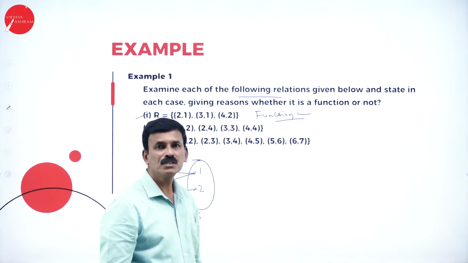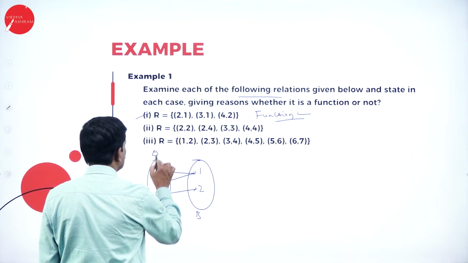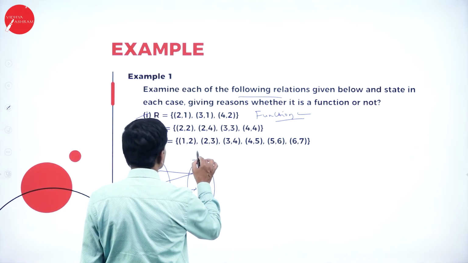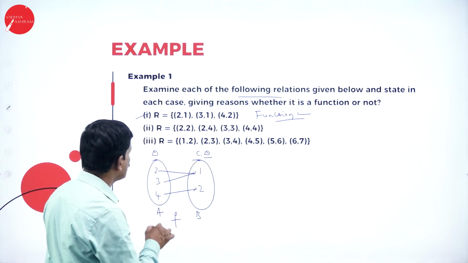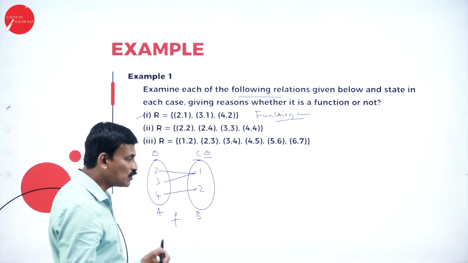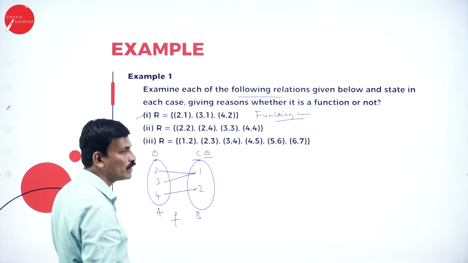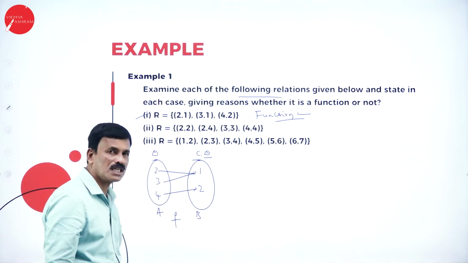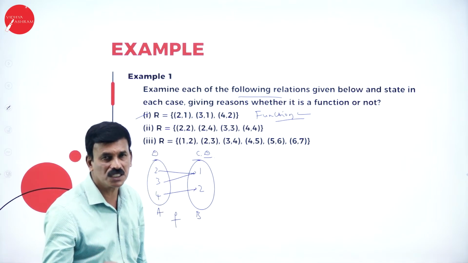How to explain? Every element of the domain is used only one time with the codomain. The set of all first elements of the relation is called the domain. The set of all second elements of the relation is called the codomain. Here all the elements of the domain are used only once with the codomain elements. Therefore, this is a function.